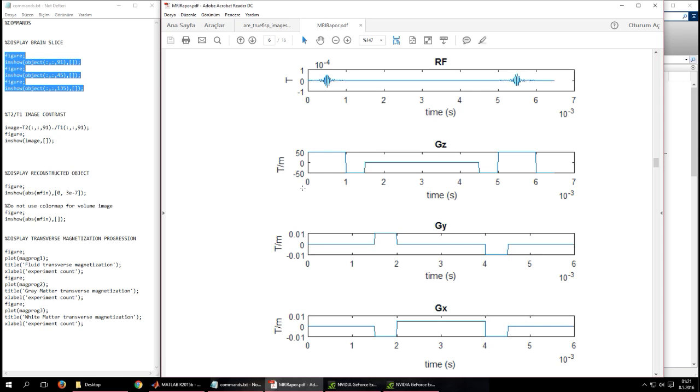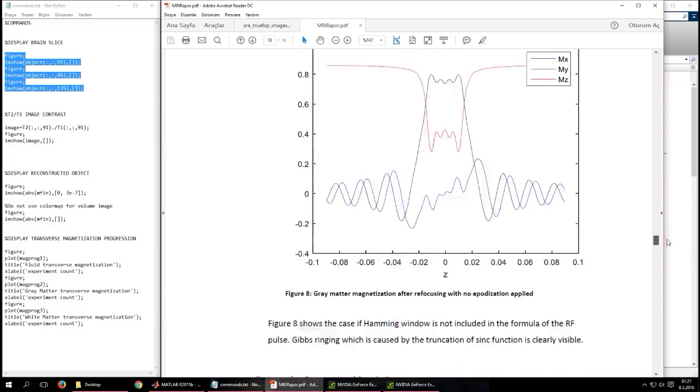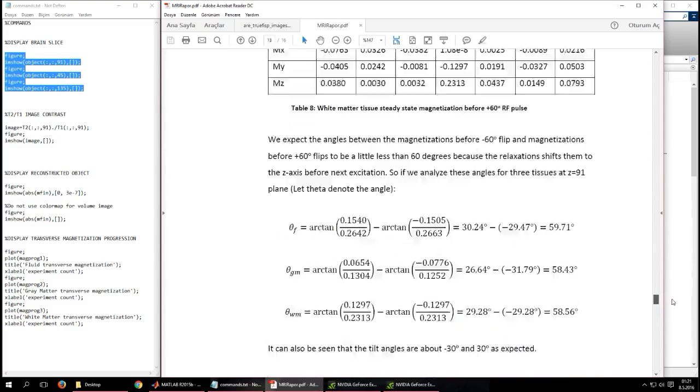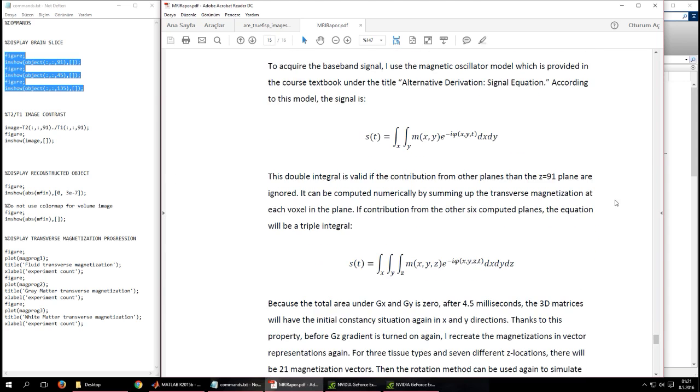During signal acquisition, I have used the magnetic oscillator model provided in the textbook under the title Alternate Derivation of the Signal Equation. In this model, the signal is given by this formula, in which we integrate the transverse magnetizations in a plane, keeping their phases in mind. The derivative of the phase is given by frequency, and frequency is proportional to the B field by the Larmor relation. So as the gradients Gx and Gy affect the B field, the resulting phases can be computed by using numerical methods. By preference, the signal can be collected by only considering the contribution of the z equals 91 plane.